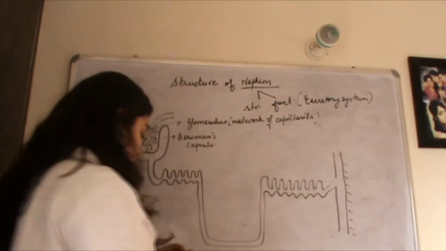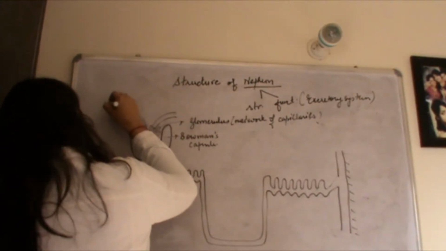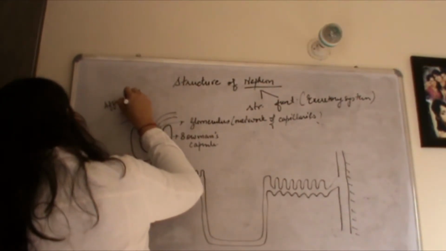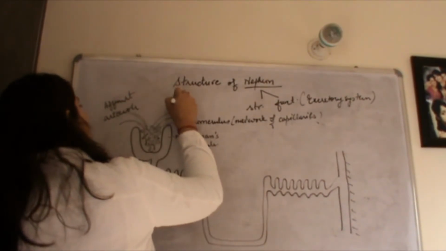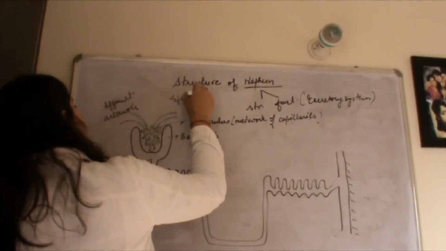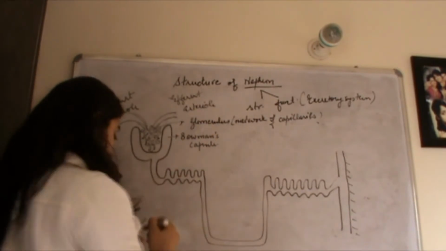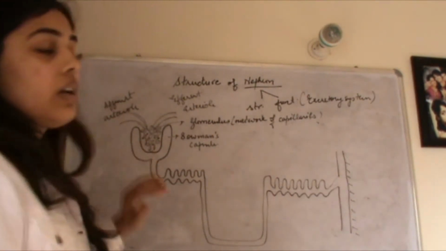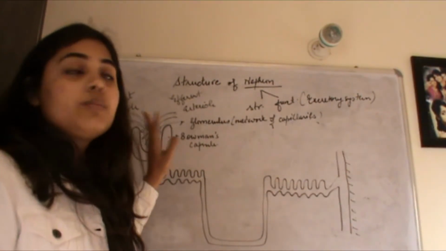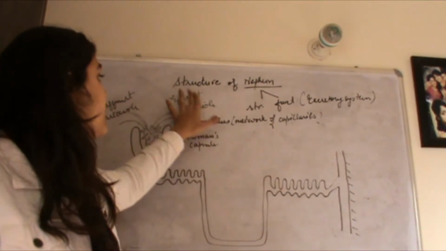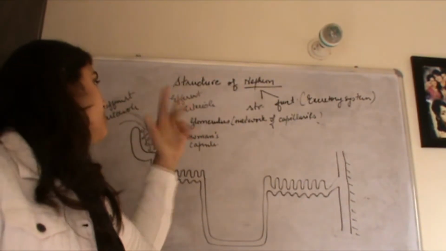Now what is happening in this glomerulus? There is a network of capillaries. This is known as the afferent arteriole, and this is known as the efferent arteriole. The afferent arteriole brings the blood from the body to the Bowman's capsule, and the efferent arteriole takes the blood from the nephron to the rest of the body parts.